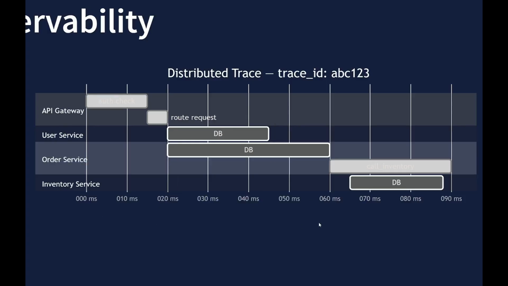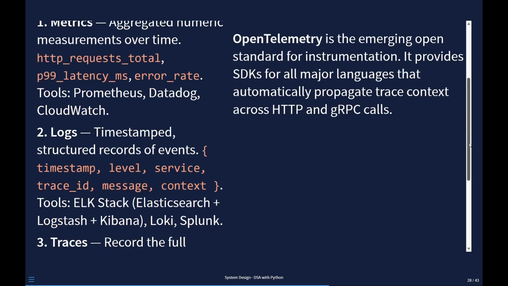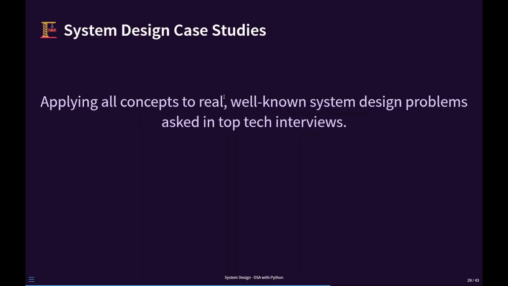Without distributed tracing, you would never know that. OpenTelemetry is the emerging open standard for instrumentation. A single SDK works across languages, automatically propagates trace context via HTTP and gRPC headers, and exports to any compatible tracing backend.